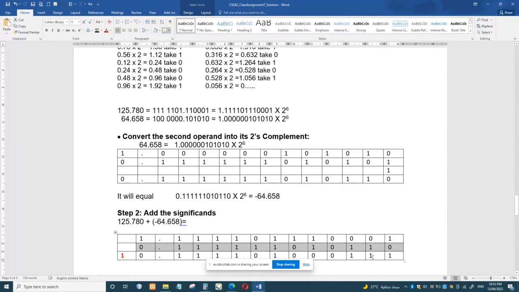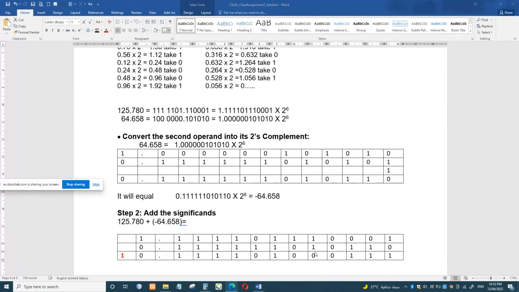1 plus 0 is 1, 0 plus 1 is 1, 0 plus 1 is 1, 0 plus 0 is 0, 1 plus 1 is 0, carry 1. That 1 and carry 1 will give you 0, carry 1. 1 plus 1 plus 1 is 3, which is 11, so you put 1, carry 1. Again 1 plus 1 plus 1 is 1, carry 1, and so on. Finally that 1 and the carry 1 will become 0, and you have one extra 1.